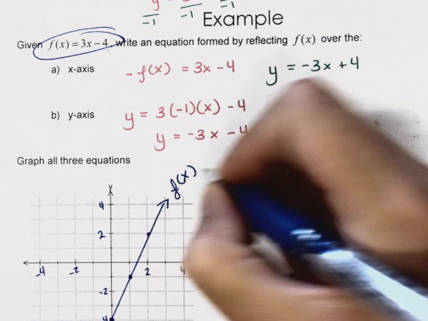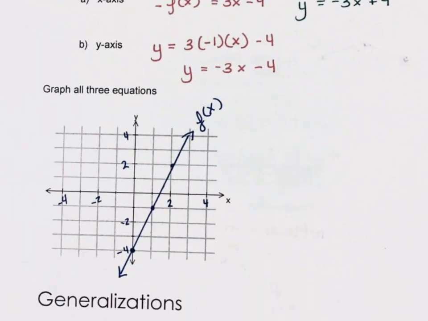So that's my original graph. She did 3 over 1. Go by 3 and over 1. Start at -4, first point's at 0, -4, up 3 to the right 1, up 3 to the right 1.